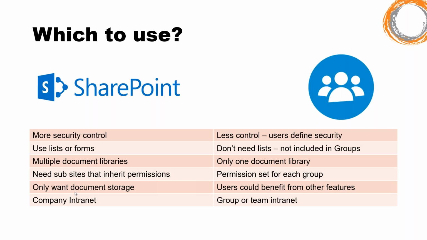And if you need subsites that inherit permissions, then you need to use SharePoint, whereas there's a permission set for each group in Office 365 groups. If you just want document storage, then SharePoint might be a good option because you can just put a document library in a site. Whereas if you think your users could benefit from some other features, then groups could be good.